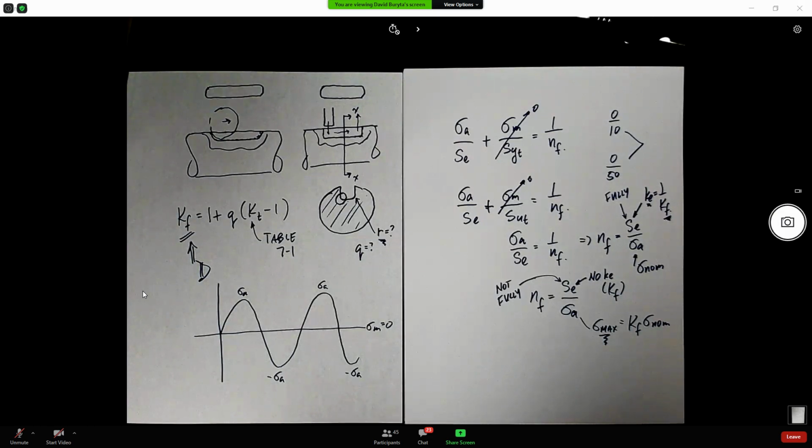Okay, so make sure that you read through the sections in the chapter before you start to try to tackle some of the problems, right? Are you okay with the Marin factor things, the Ka, Kb, and all that?